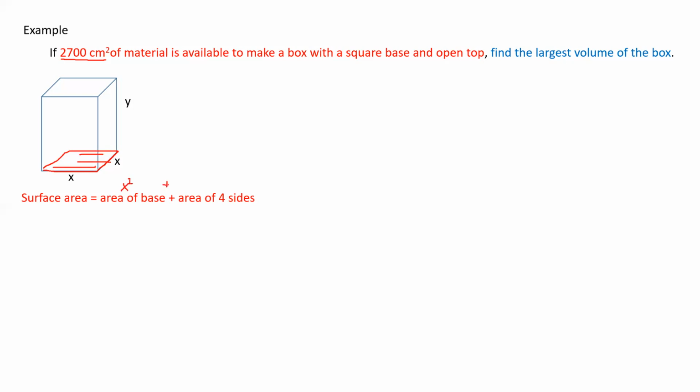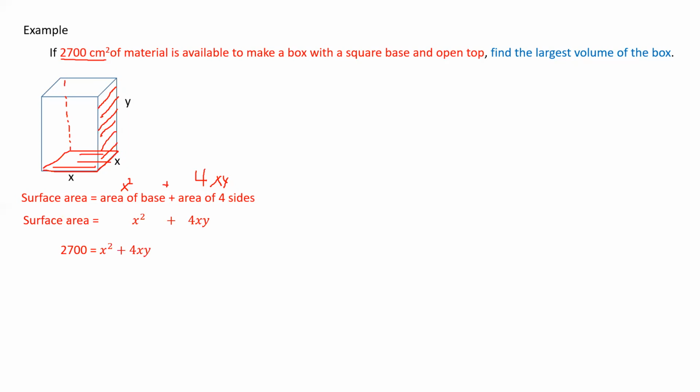And then we have 4 sides left. 1, 2, 3, and 4. And each one is shaped exactly the same way because of our square base. So the dimensions of this, x times y, so the area would be x times y. And we said there are 4 of those. So the surface area, x squared plus 4xy. And the surface area was the 2,700.